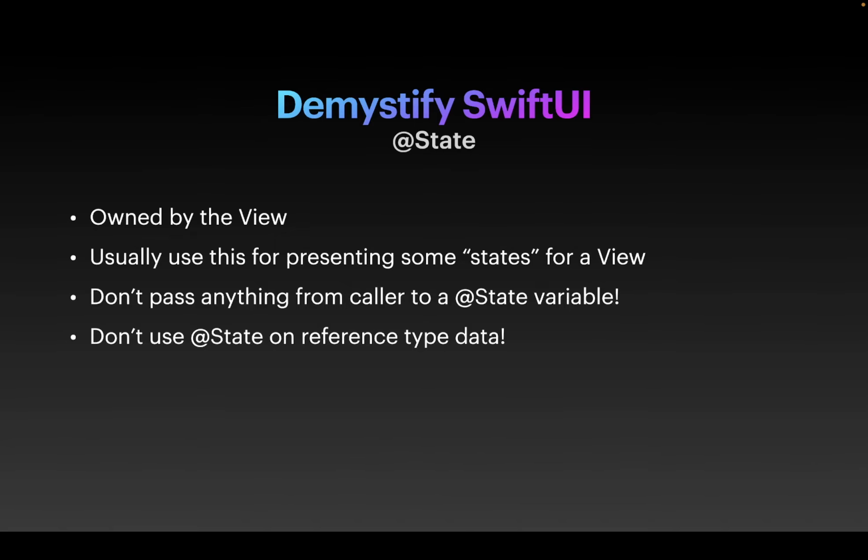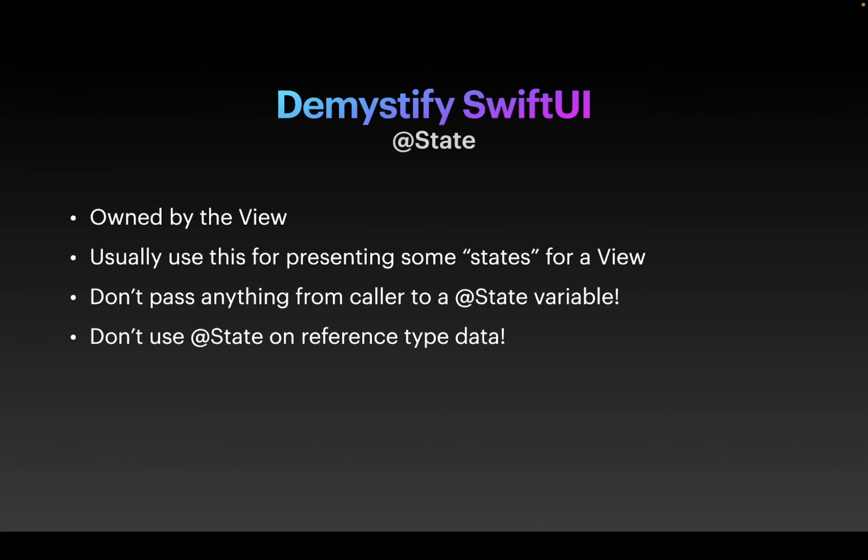For example, if you want to show a view, or expand or minimize a view, like what you have done in assignment 2. That's the kind of state you want to manage, and it's owned by the view. So when that view goes out of scope or disappears, that @State variable gets collected by SwiftUI. And there's one more important thing: don't pass anything from the caller to an @State variable, and don't use @State on reference type data.